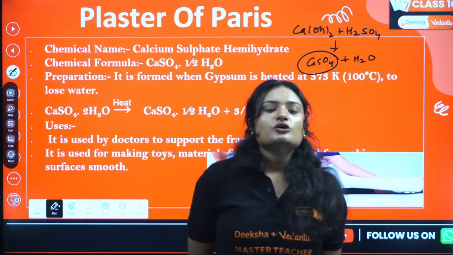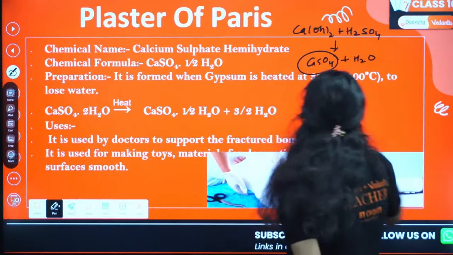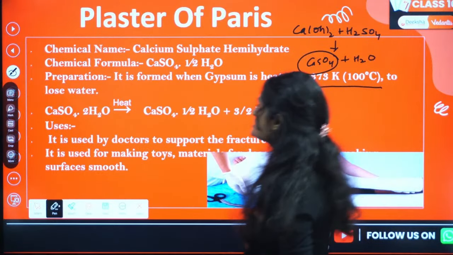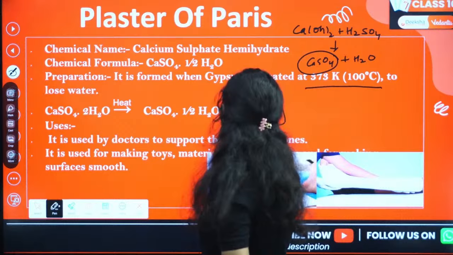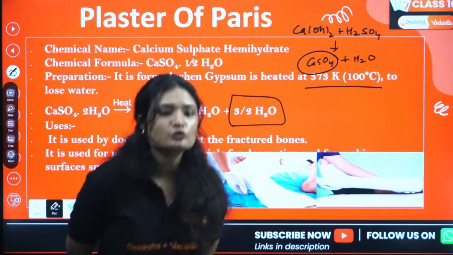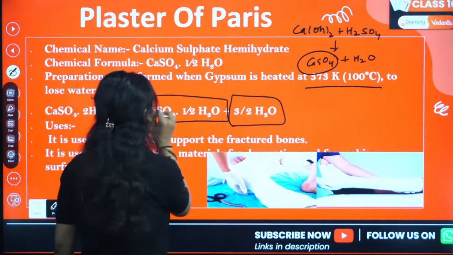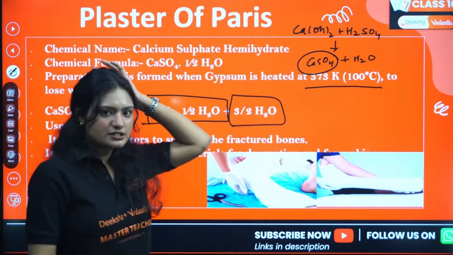So if you take gypsum and heat it up to 100 degrees Celsius, it loses 1.5 water of crystallization, and what do we get? We get plaster of Paris, my dear kids.